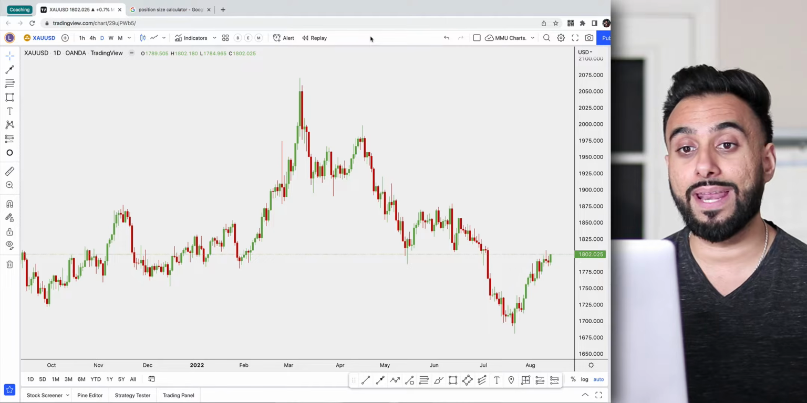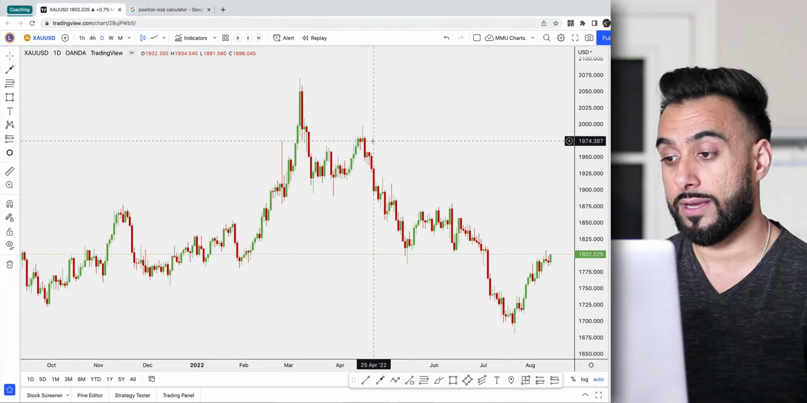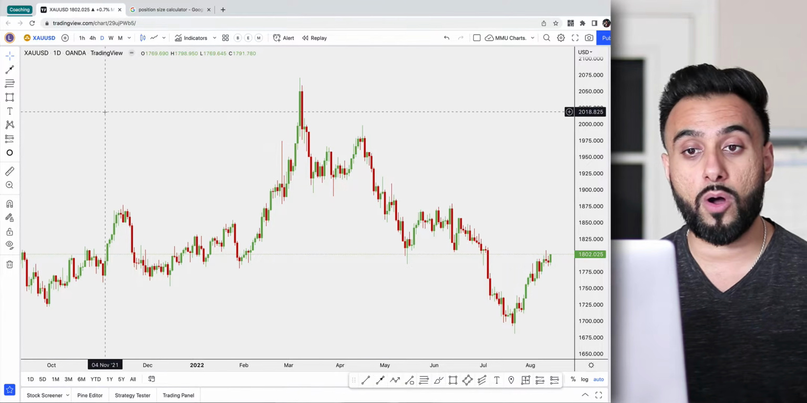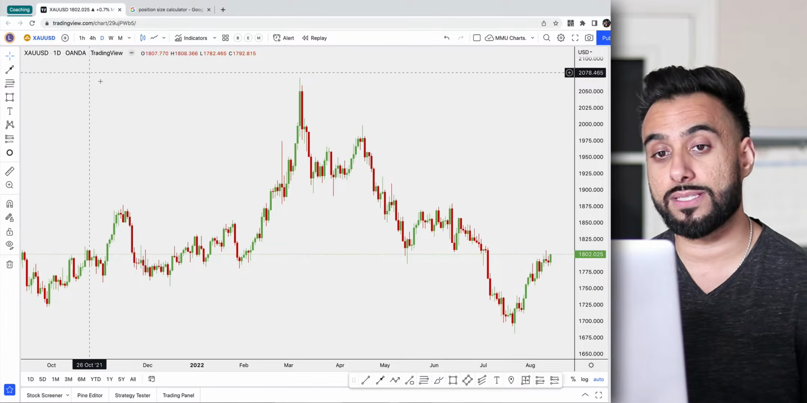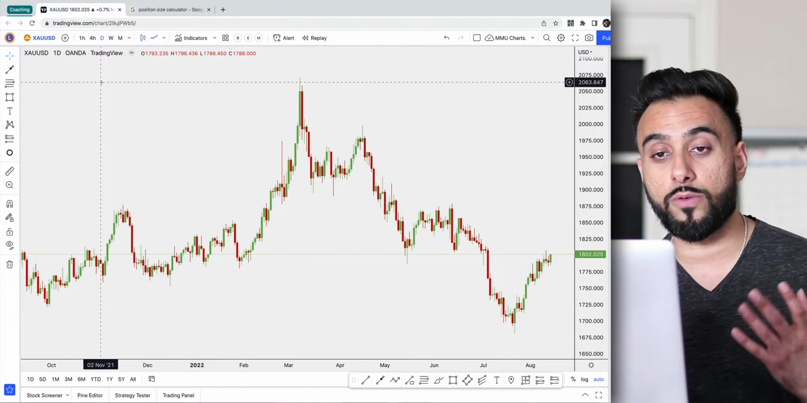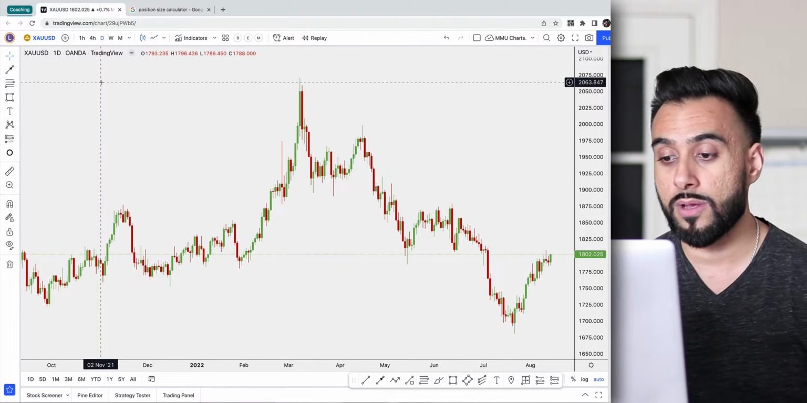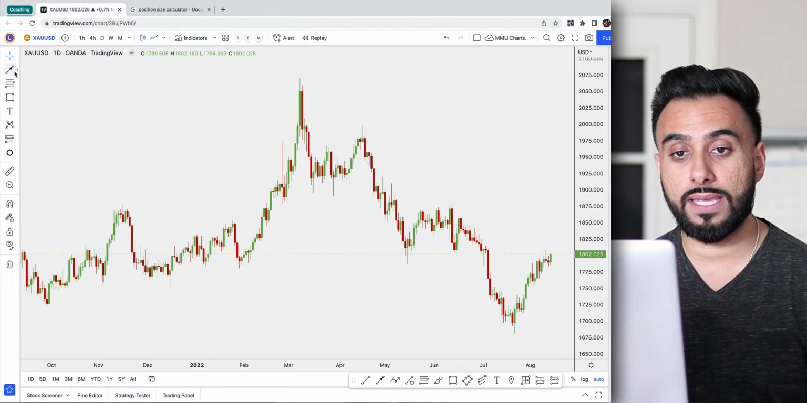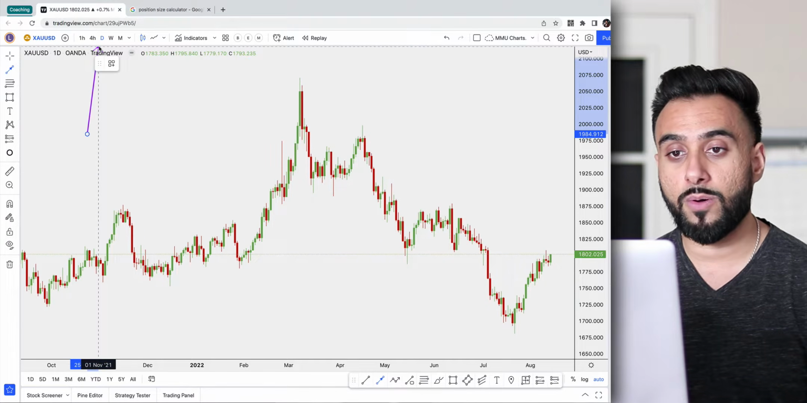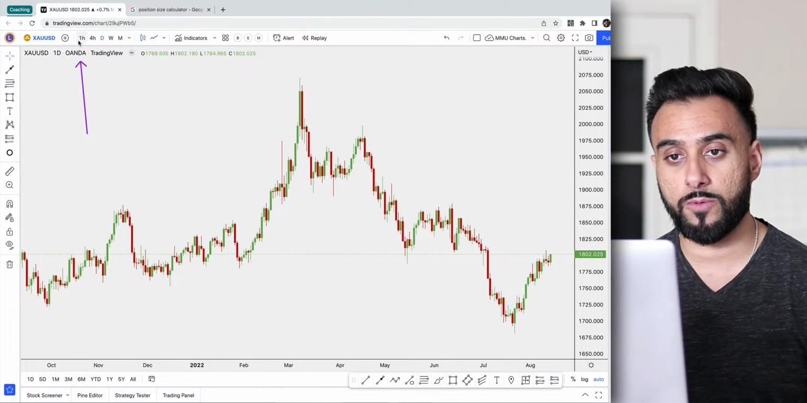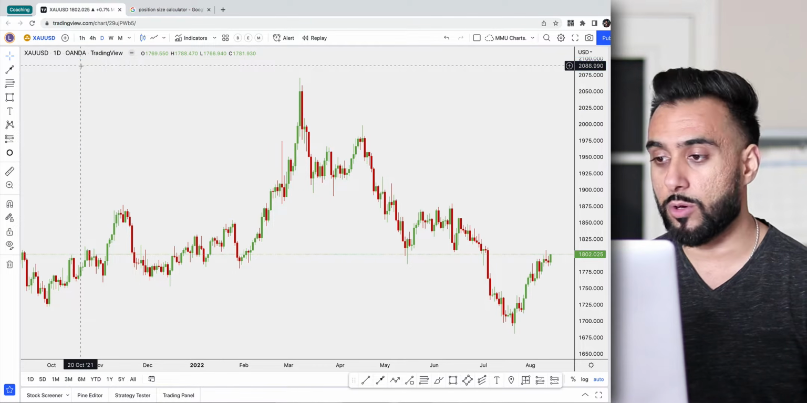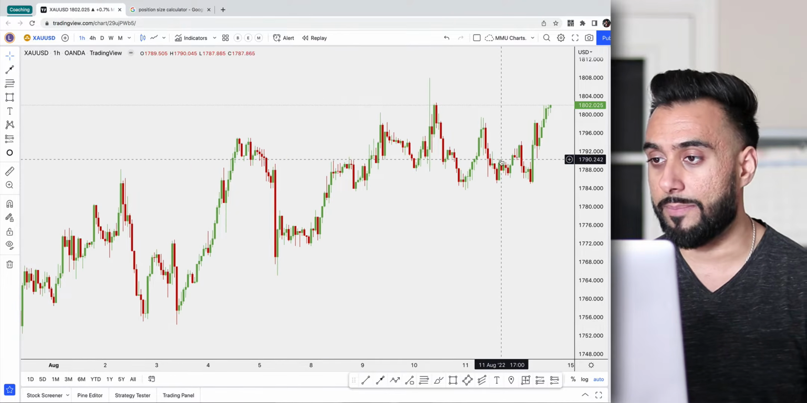So let's go ahead and dive right into it, guys. So currently I'm on XAUUSD, which obviously is gold for those of you that trade gold. And I'm currently on the daily time frame, but let me go ahead and just zoom into the 1 hour time frame real quick, just so I can get a little closer view on what's currently happening in the market here.